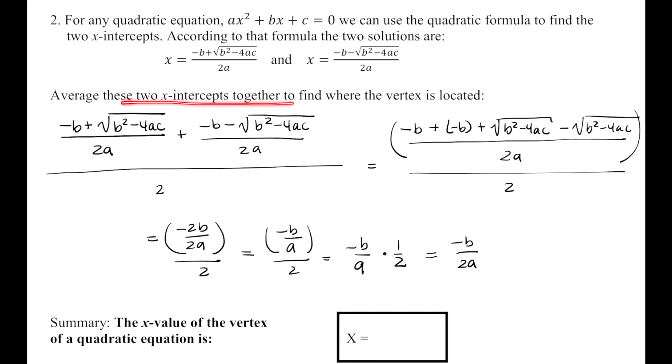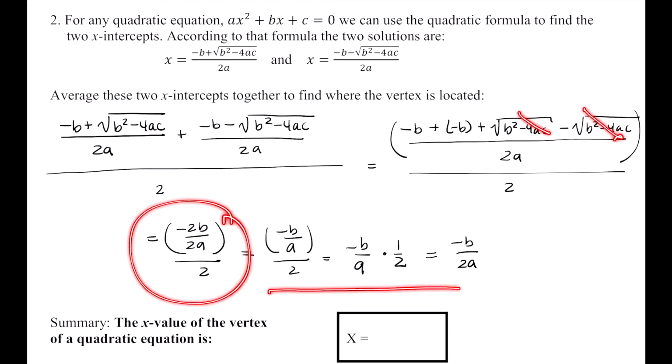Now we can average these two x-intercepts together to find where the vertex is located. And I went ahead and did this sort of tricky algebra for you. I added these two x values and divided them by 2. Here I've combined like terms. This value plus this minus this value, since they're equal, becomes 0. So this is what we're left with. And then here we simplify using algebra.